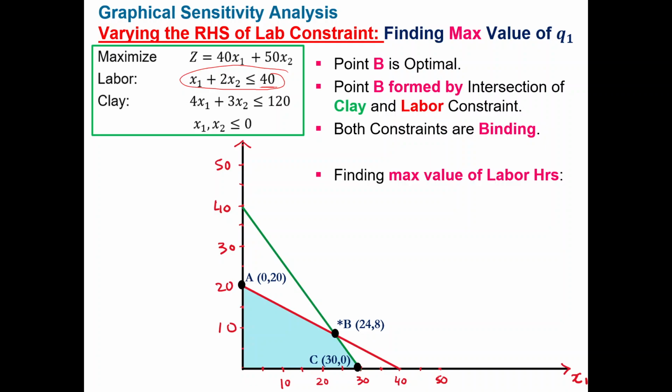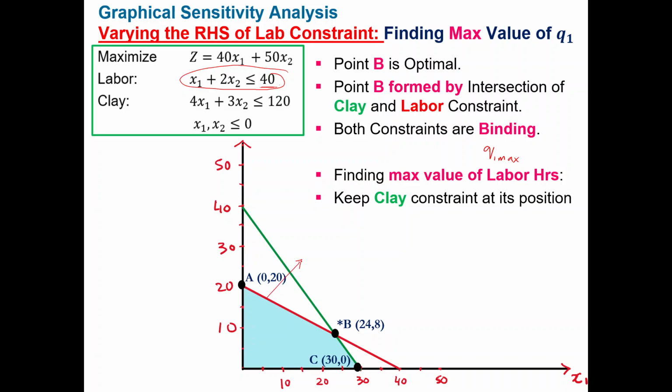So first we find the maximum value of the labor hours. We described it as q1 and q1 max, basically the maximum value of the labor hours that can give us the same solution structure. For that we will keep the clay constraint at its position and we will increase the labor hours. We discussed in the first two or three slides that when we increase the right hand side of the constraint, the line moves away from the origin.